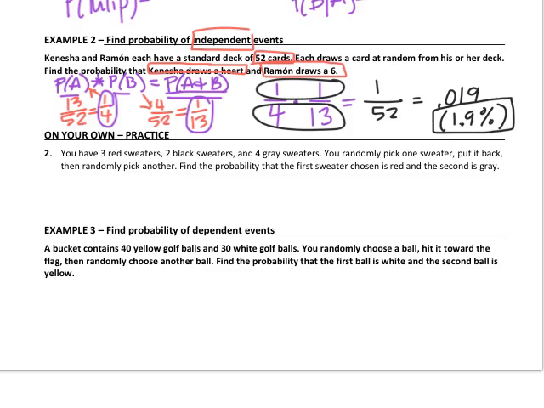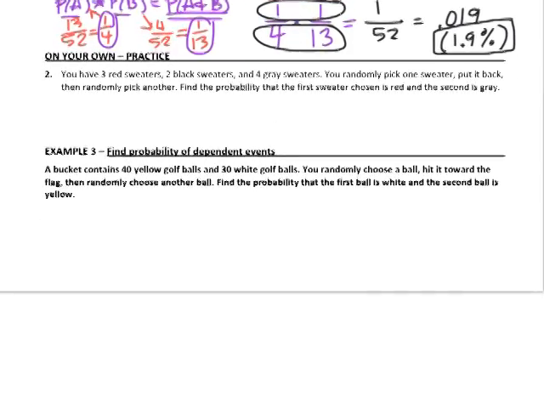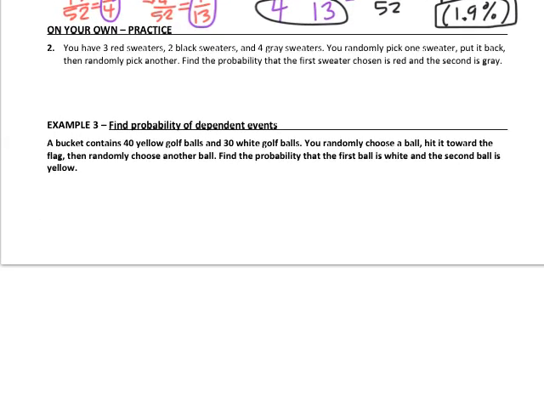So with the on your own problem, I'd like you to take a look at this here where you have 3 red sweaters, 2 black sweaters, 4 gray sweaters. You randomly pick one sweater. You do put it back. Okay, that means that it's not dependent. You do put that first sweater back and then randomly pick another one. Find the probability that the first sweater chosen is red and the second is gray.